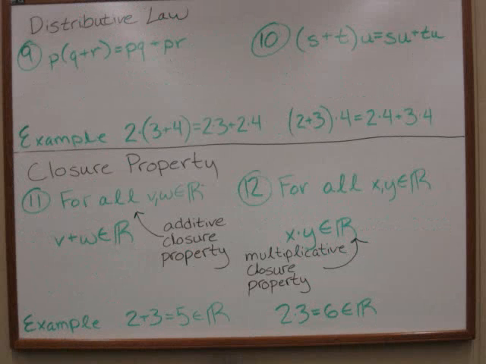Next is the distributive law. We're going to say that the number in front or in back of the parentheses, we're going to distribute over the numbers inside the parentheses. The other is the closure property. It's saying that for any values that we put in, as long as they're real, if we add them or multiply them together, we're going to get another real number out.